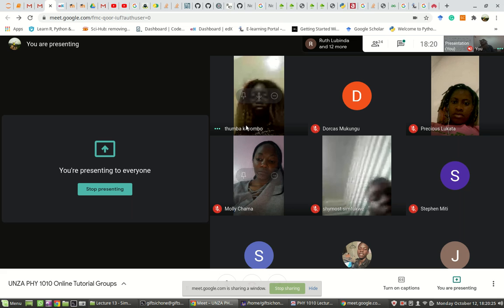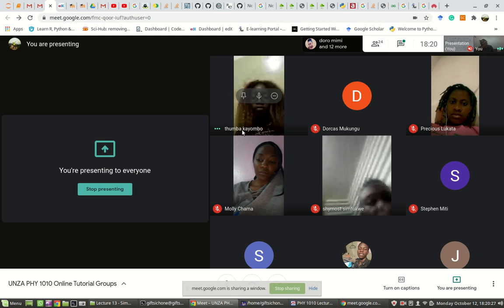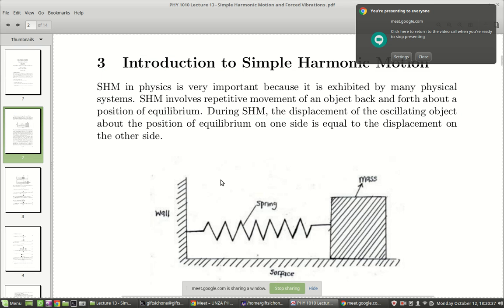Yes. So many objects, many systems exhibit simple harmonic motion. And what is simple harmonic motion which we're talking about? Basically, simple harmonic motion involves an object going back and forth about a fixed position of equilibrium.